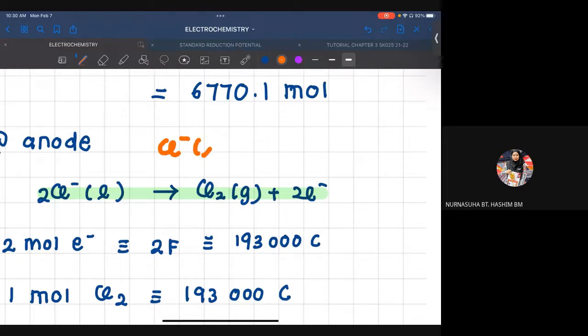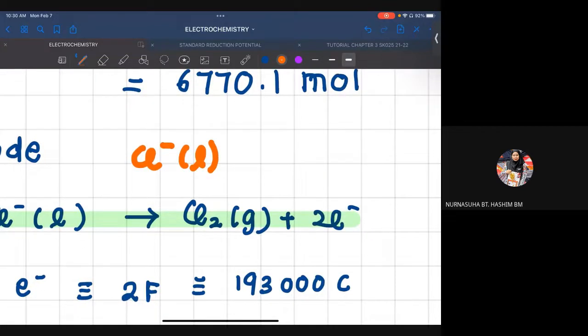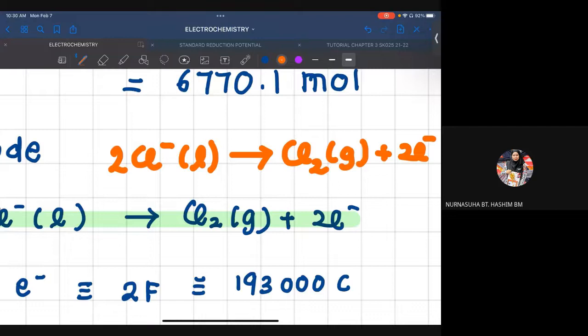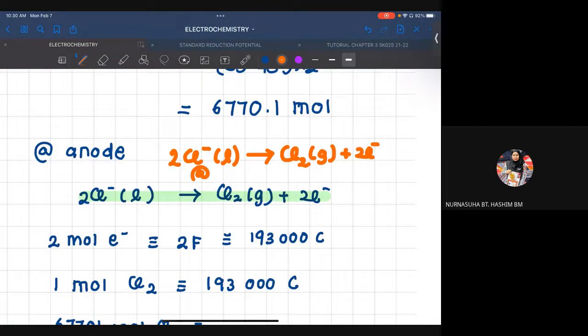Okay, chlorine ni adalah phase dia liquid. Kenapa liquid? Because this is the molten phase. The solution is molten. Okay, kita tahu chlorine ni halogen. So, kalau halogen, dia akan produce halogen gas. Lepas tu, you balance, tambah 2 elektron. Settle. So, it's up to you. Okay, ada 2 cara lah.